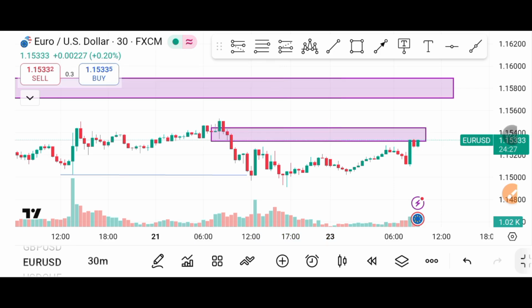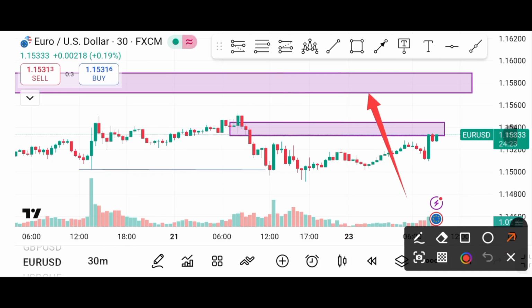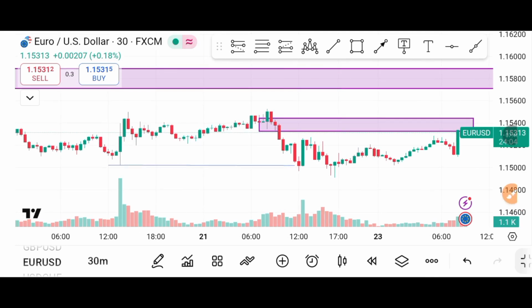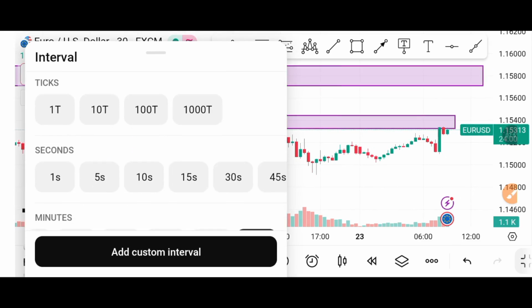So two things could happen here. Price could either push to the upside from this second order block, or this first order block on the 30 minutes time frame, or price could use this second order block. Here, price could possibly start pushing to the downside, maybe respecting this order block. So these are the things you should be looking at for this week, and this is happening on the 30 minutes time frame.